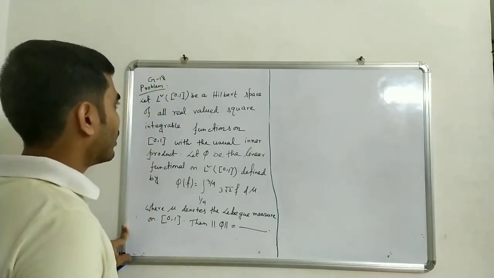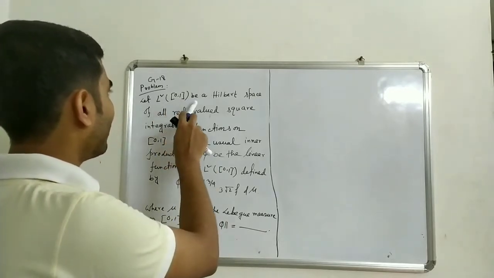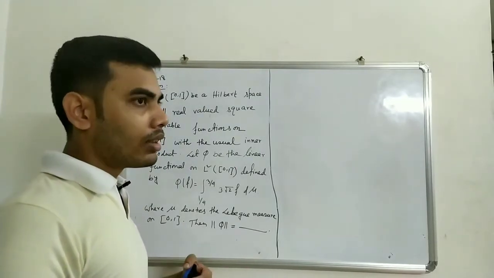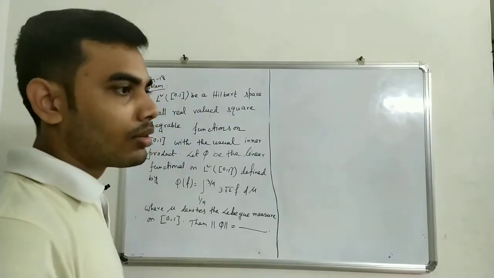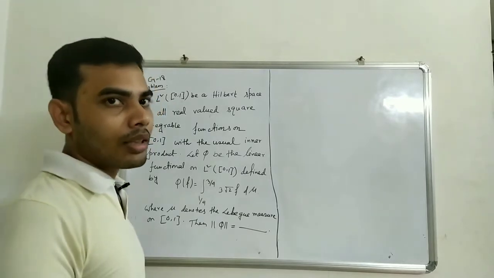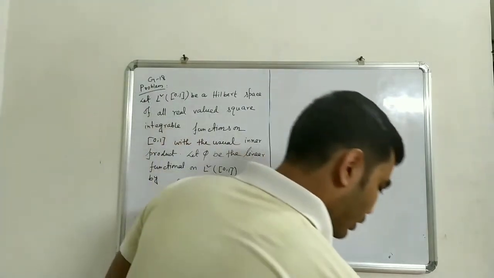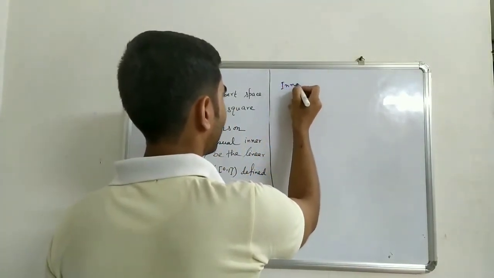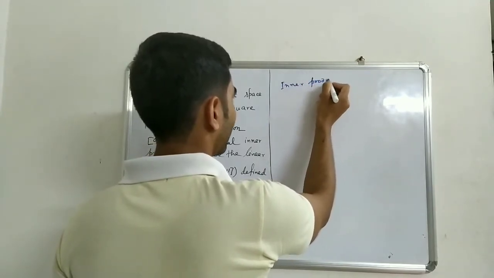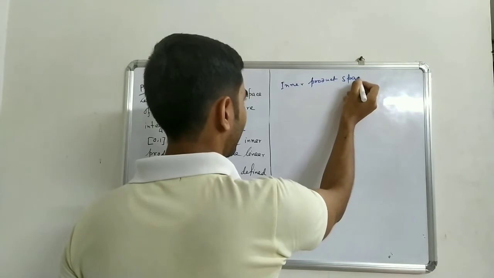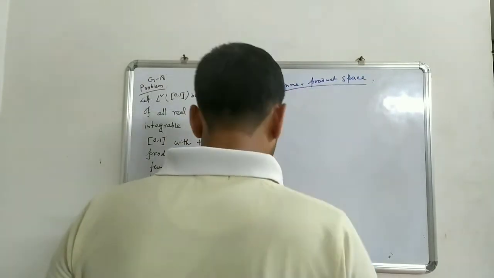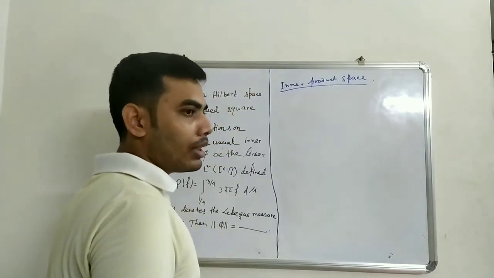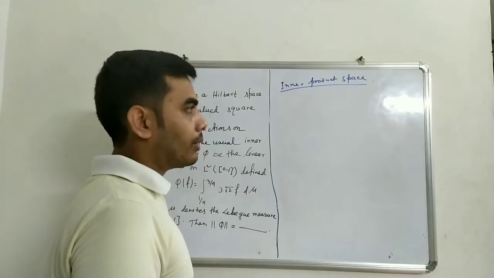So here it is also given that L2[0,1] is a Hilbert space. Now what is a Hilbert space? When we discuss the Hilbert space, we should first discuss what an inner product space is. So what is an inner product space? When we discuss inner product space, we consider a non-empty vector space over a field that may be R, may be C.